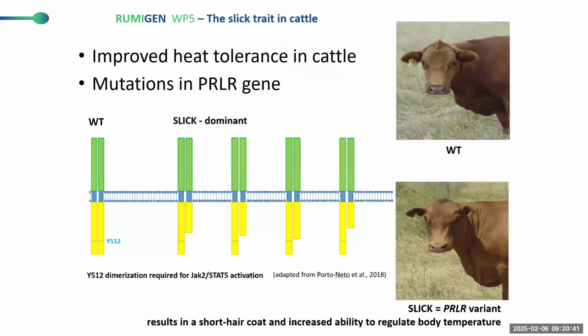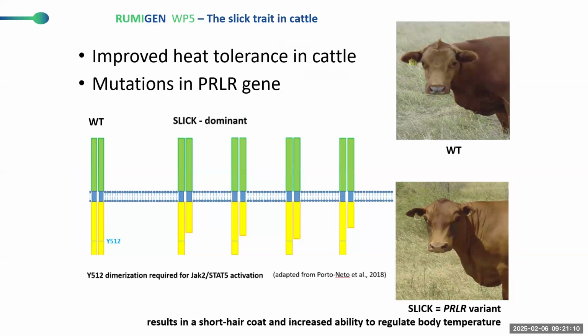This mutation, the SLICK mutation, is a mutation of the prolactin receptor gene, and it has been described independently in 3 breeds of cow that live in tropical areas. So we think that this mutation is a sort of adaptation to the climate and to heat stress.